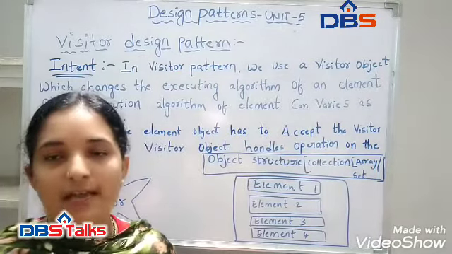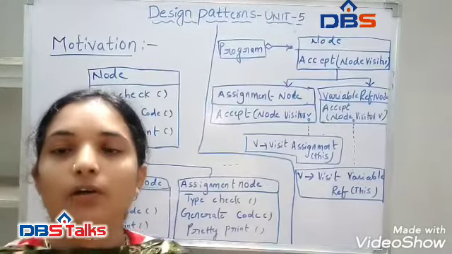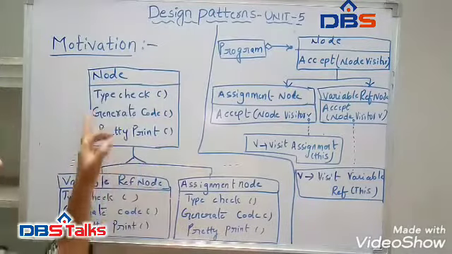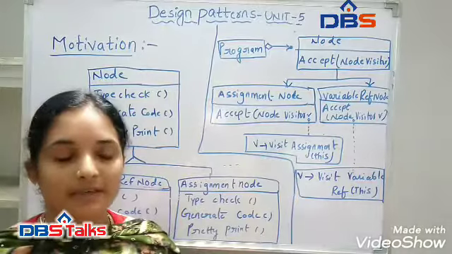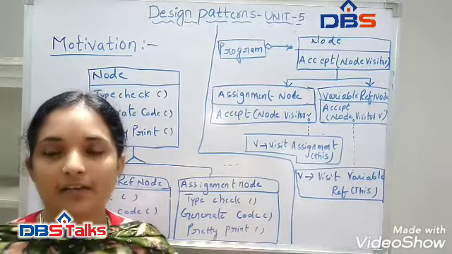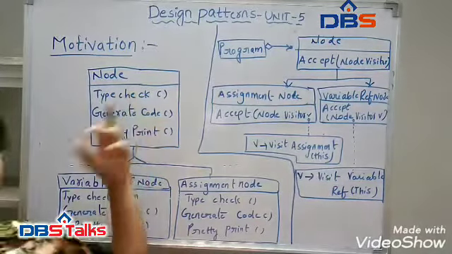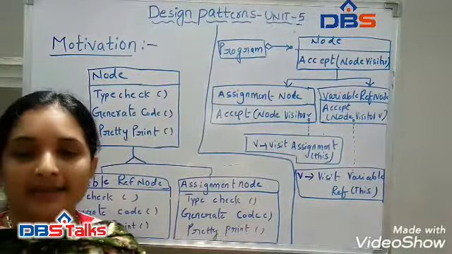In this motivation I have this small diagram. So before going to see that, coming to the motivation diagram, we have the node here. This node is called the abstract node. This abstract class, you can also say it is a node class, a parent class, and a node class hierarchy.